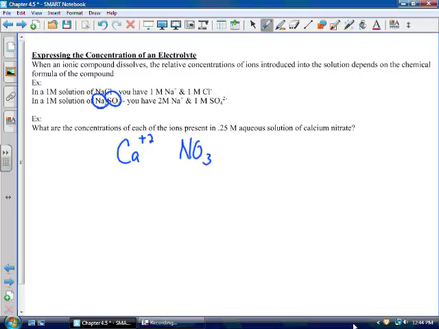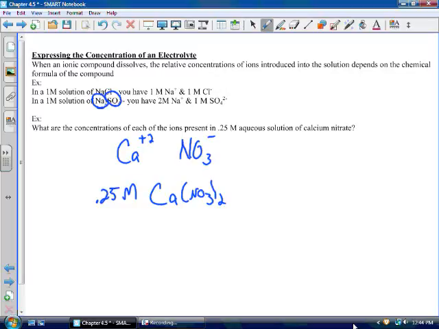Nitrate is NO3, and from my polyatomic ion list I know that's -1, giving me a formula of Ca(NO3)2. Since it's an ionic compound, we know for sure that ionic compounds will dissociate. So when I put that in water, if I have a 0.25 molar solution of calcium nitrate, I want to know what the concentration of each ion would be in solution.